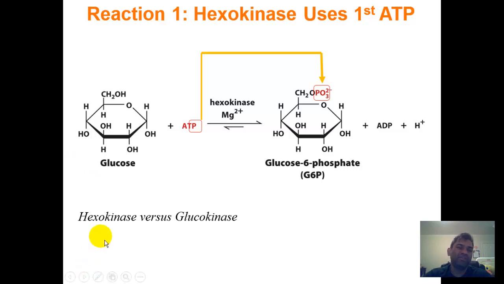So the difference between hexokinase and glucokinase has to do with specificity, it has to do with Km, and it has to do with the fact that the liver version, glucokinase, has a lower Km, enhanced specificity for glucose, whereas the hexokinase version that's found elsewhere outside of the liver is more indiscriminate and more promiscuous for phosphorylating other sugars as well.